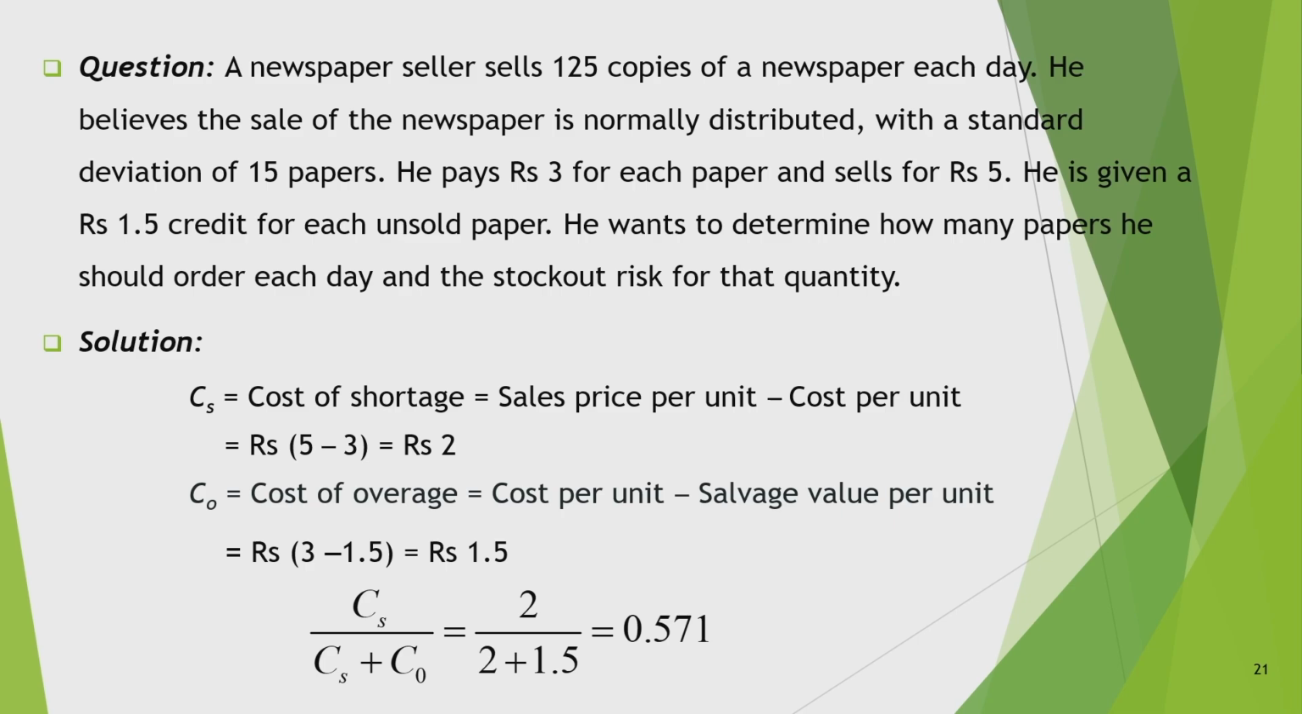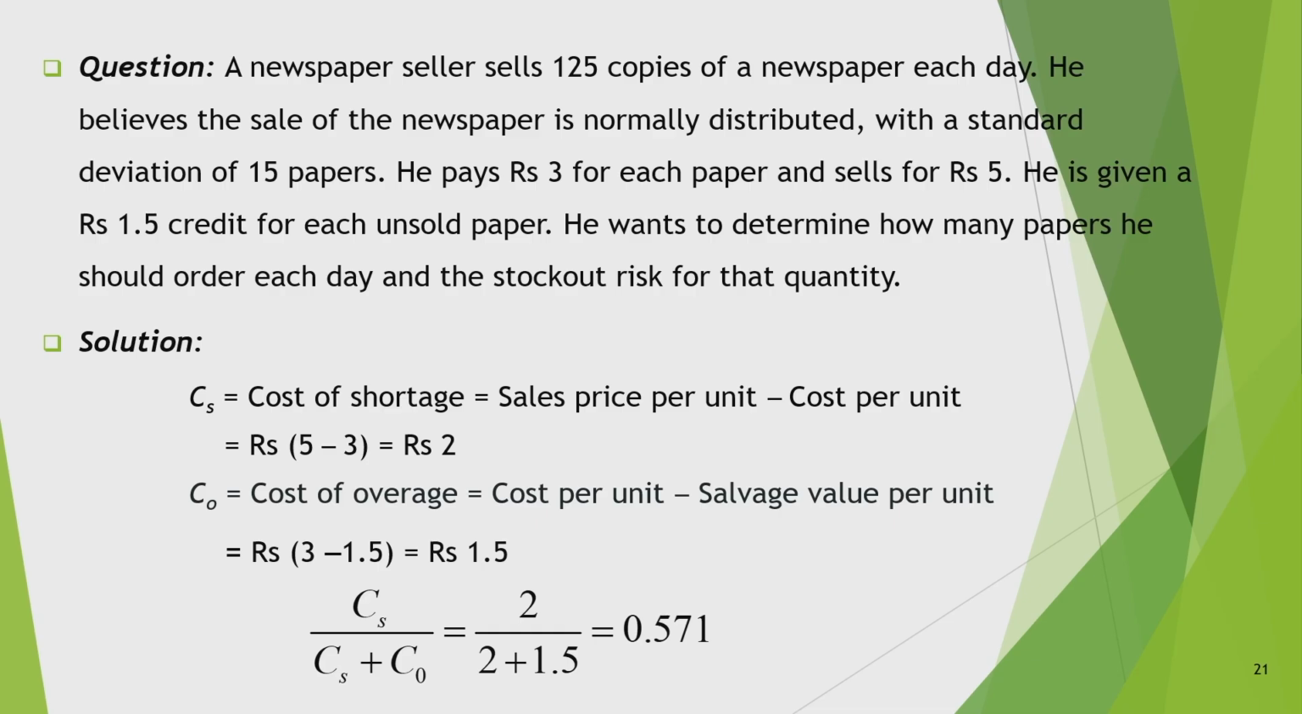So, I will give one example. In fact, it is called the famous newspaper problem. A newspaper seller sells 125 copies of a newspaper each day. He believes the sale of the newspaper is normally distributed with a standard deviation of 15 papers. He pays rupees 3 for each paper and sells it for rupees 5. He is given a rupees 1.5 credit for each unsold paper. So, it is something like salvage value. He wants to determine how many papers he should order each day and the stock-out risk for that quantity.